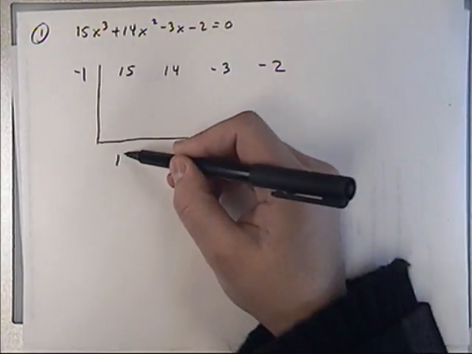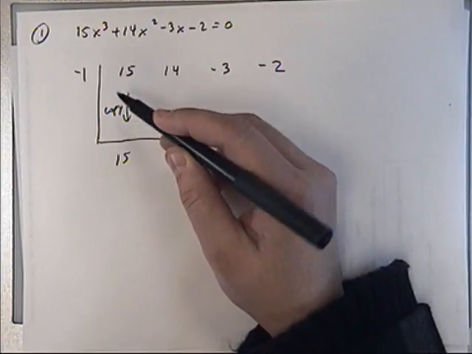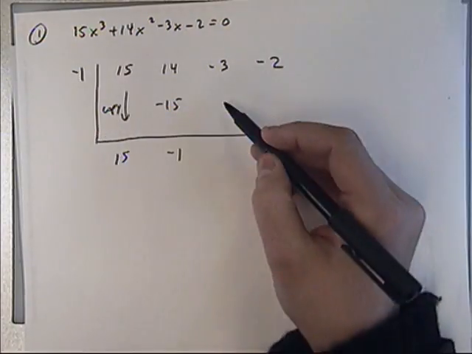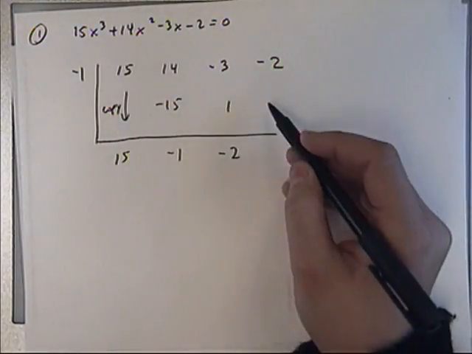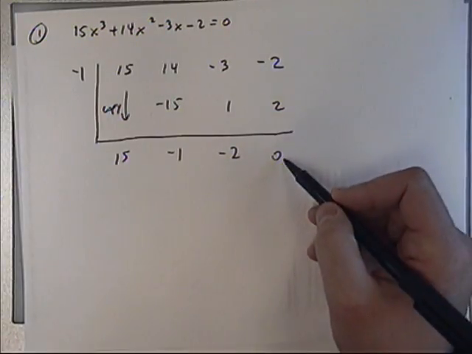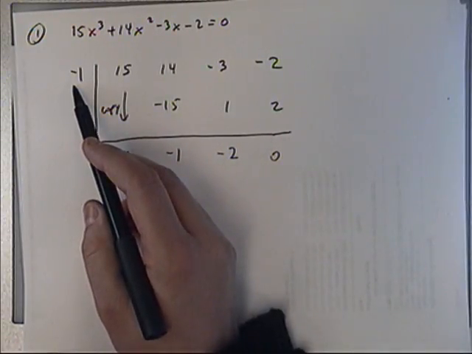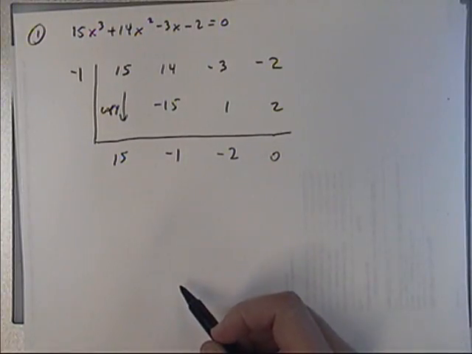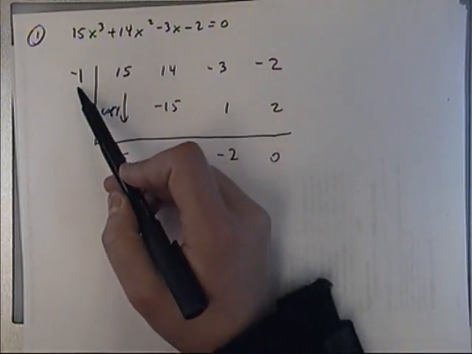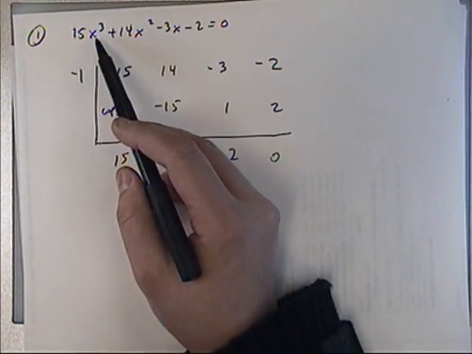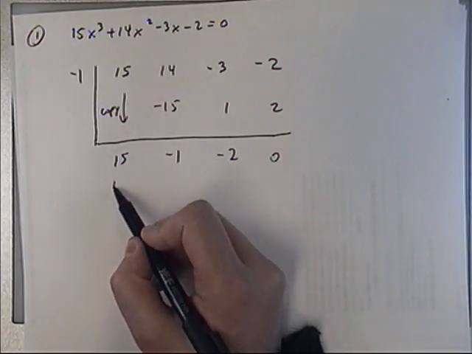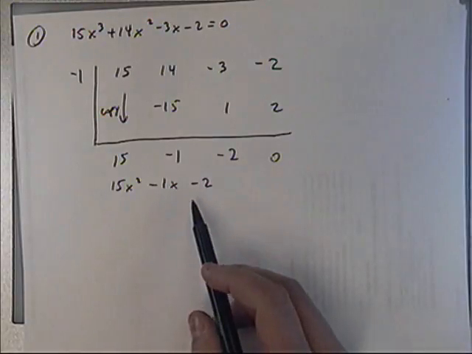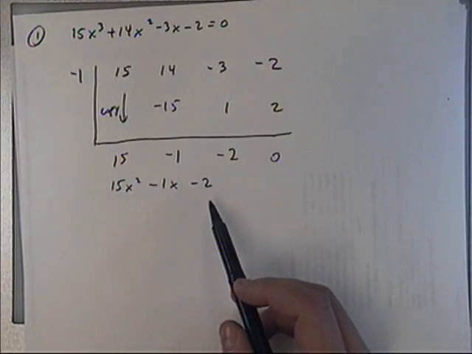So we do our synthetic division, copy the first number down, multiply with -1, add these together, multiply with -1, add together, multiply -1, and there you go. You should get a 0 remainder here because we know -1 is a solution, so then you will get a remainder of 0. Now what we basically did is we divided x into x cubed. So our answer has to be x squared. So that's basically what this is. 15x squared minus 1x minus 2.